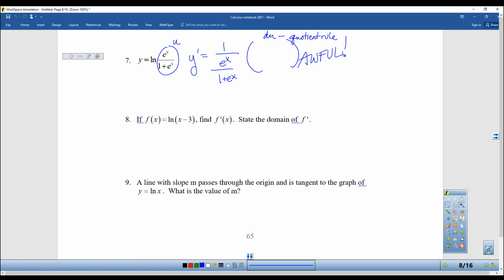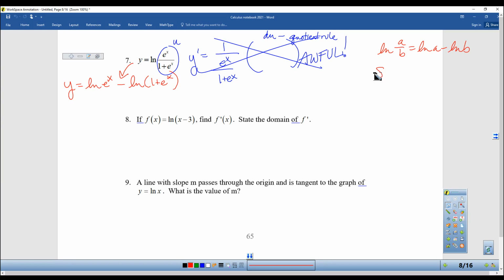You really are going to want to expand it first. So instead, rewrite this as y is equal to ln of e to the x minus ln of 1 plus e to the x. Do you remember that? The natural log of a over b is the natural log of a minus the natural log of b. Always look for ways to simplify whenever you can.